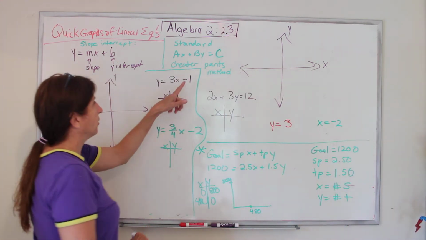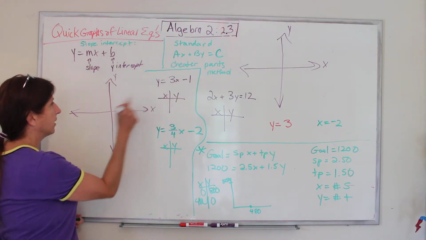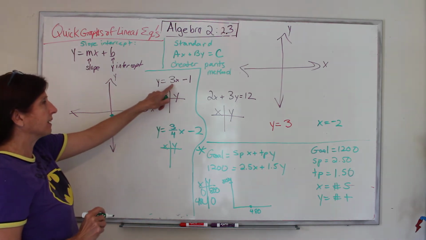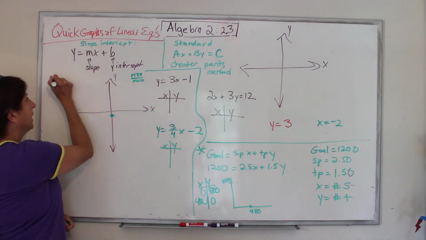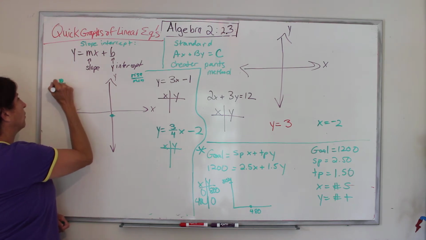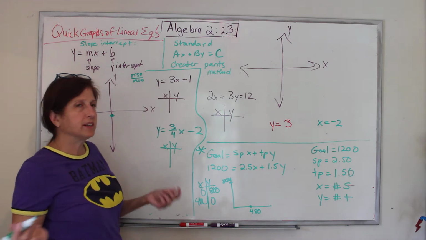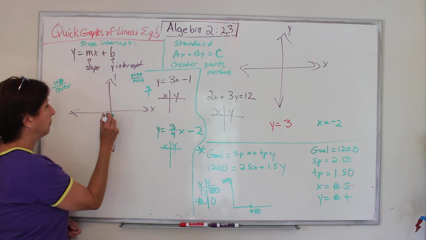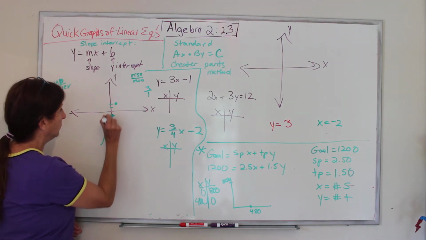Alright, so how do you do a quick graph of this? What you do is you go to the y-intercept and you put a dot. So I go to -1 on the y and I put a dot. And then I look at the slope. The slope is rise over run, or you can think of it as up over over. So my slope is 3. What about the denominator? It's an understood 1. So I go up 3, 1, 2, 3, over 1, put a dot.